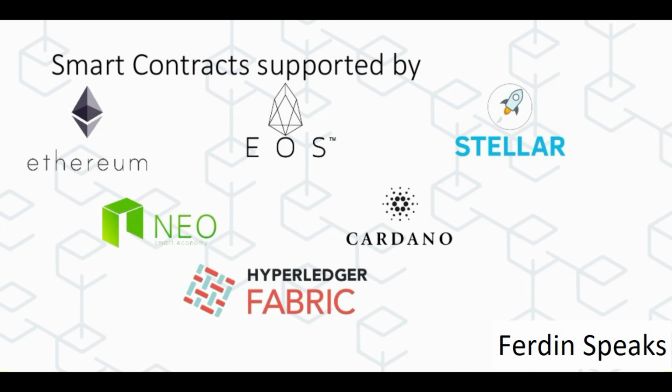And then smart contracts are supported by these blockchain providers: Ethereum, EOS, Stellar, Neo, Cardano, and Hyperledger Fabric. So right now smart contracts are supported by these. So pretty much that is enough. Most of the blockchains are made using Ethereum, Stellar, and Cardano. So if we use these, definitely we can use smart contracts for the implementation.